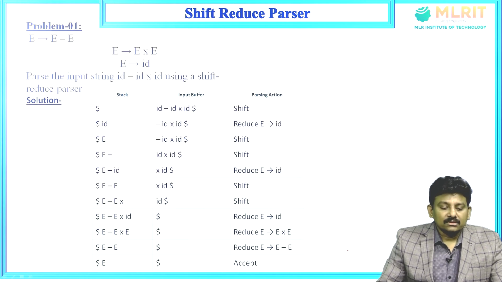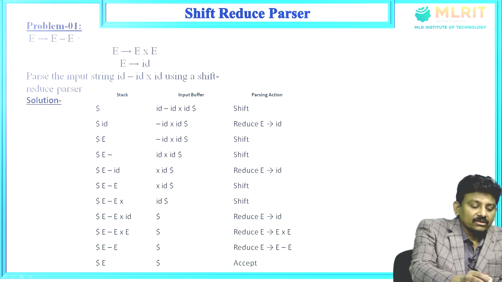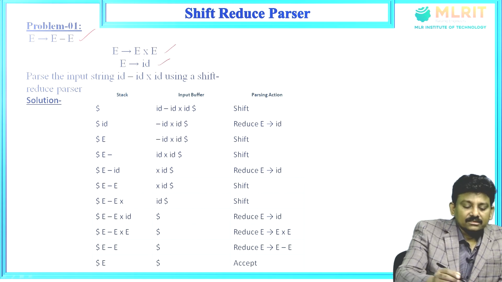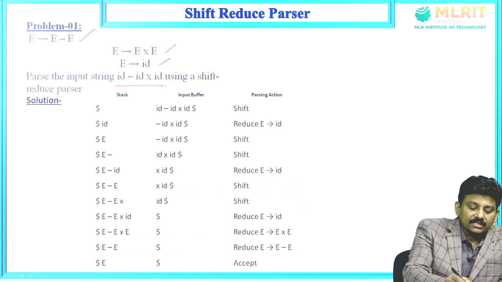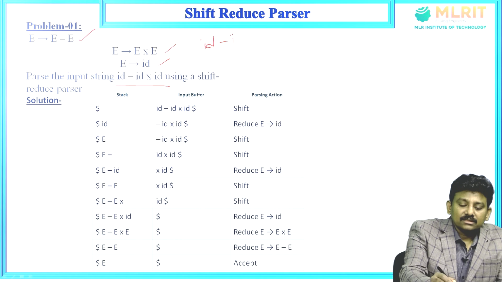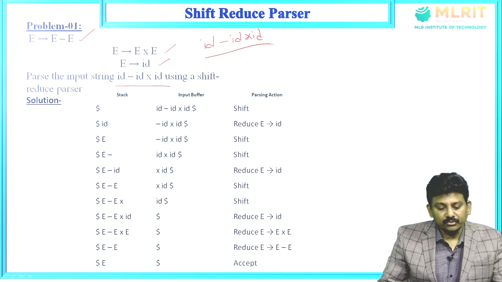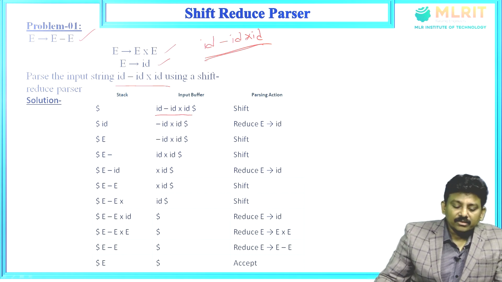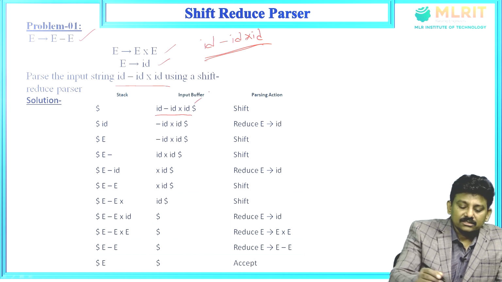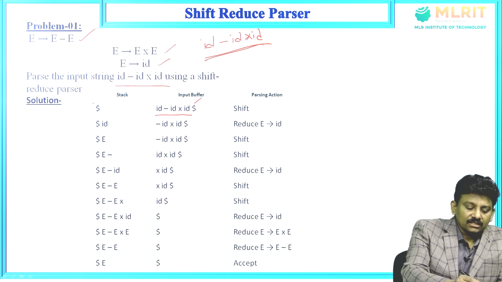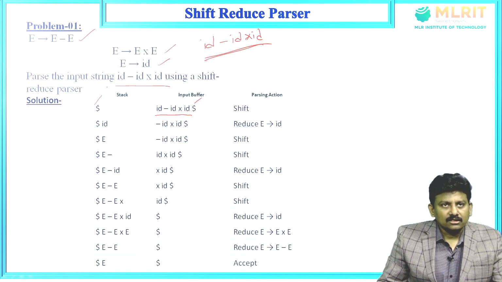The problem on shift reduce parser. The given rules are E derives E minus E, E derives E star E, E derives ID. Three rules are given. The input string is ID minus ID star ID. Initially the input string is placed onto the input buffer, ID minus ID star ID followed by dollar. This dollar is the end of the input buffer, the end of the string. Initially the dollar is on the top of the stack.